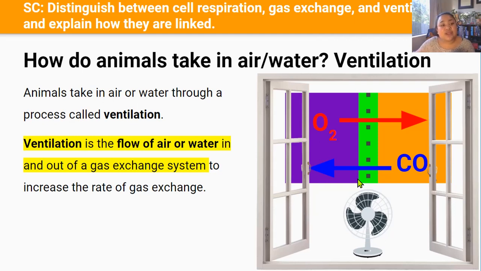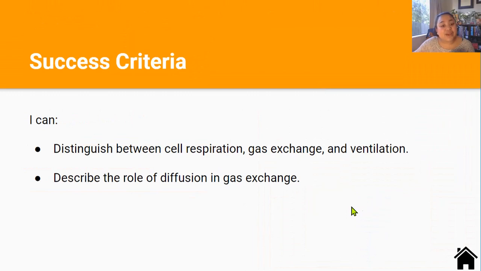So animals like humans, crickets, and snapper ventilate to increase the flow, the circulation of new air or water in, and get rid of the old air or the old water out. And the purpose of this is to increase the rate of gas exchange. So by now you should be able to distinguish between cellular respiration, gas exchange, and ventilation, and describe the role of diffusion in gas exchange.